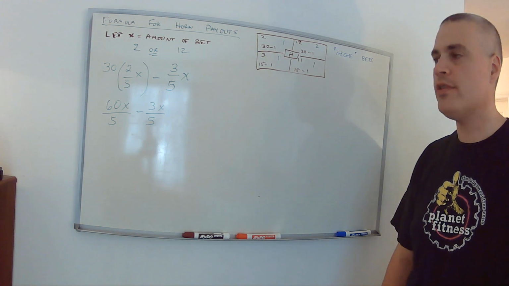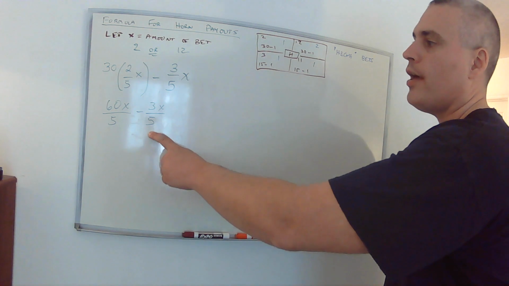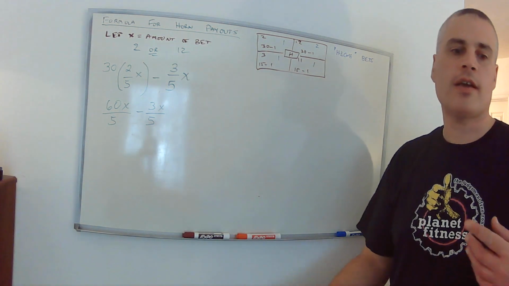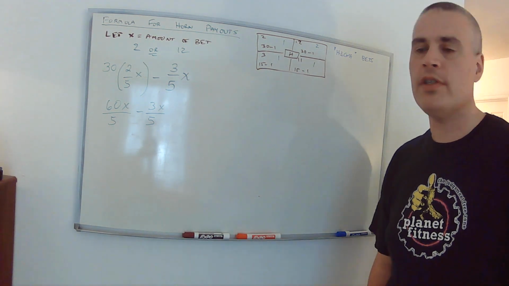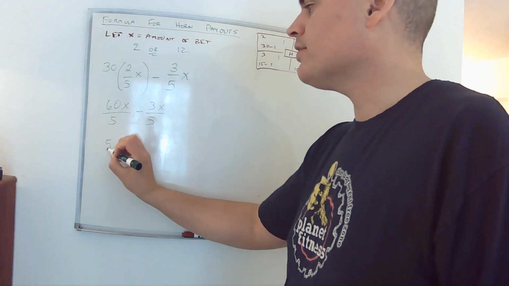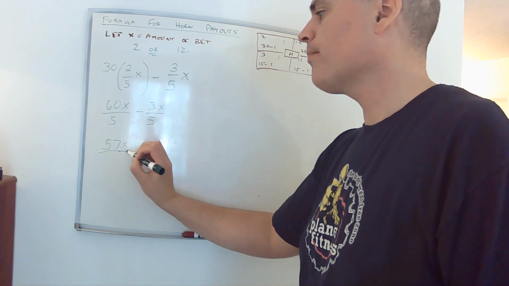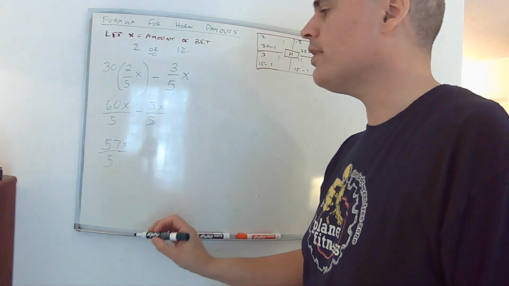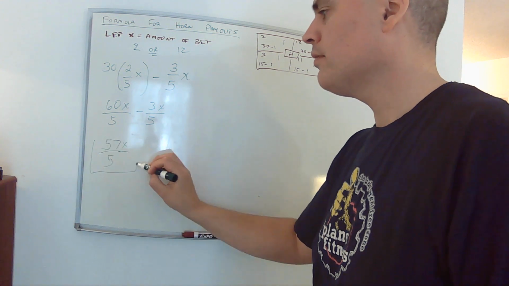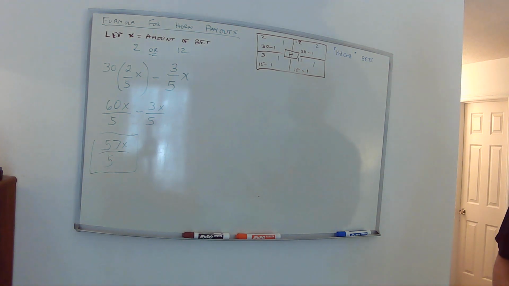Same deal that we dealt with before, except instead of having 4s on the bottom, now we have 5s on the bottom, and that kind of throws everything into a little bit of a tailspin. But don't be afraid of it, because it's going to work perfectly. 60 minus 3 is 57x over 5. That's my recursive formula for a horn high 2 or 12.